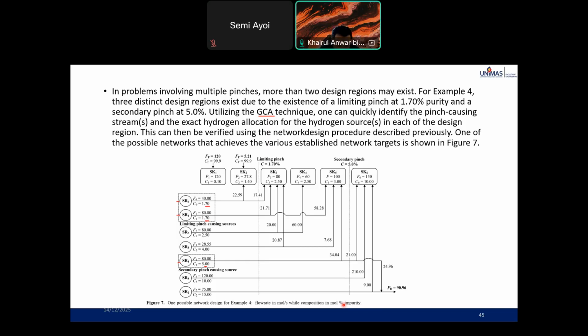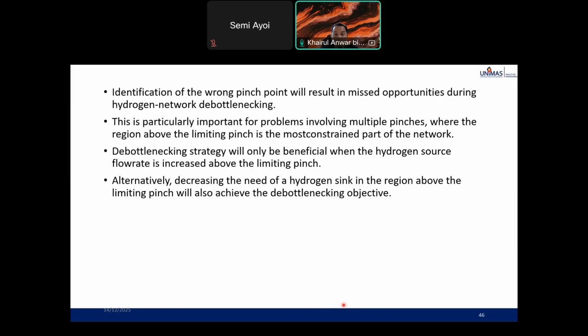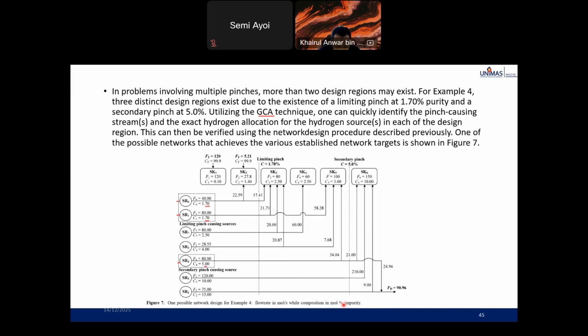Given the same hydrogen profile in example 3, we can now determine the appropriate selection of purifier that will reduce the overall hydrogen target of the network. Consider purifying the hydrogen source using a gas separation membrane, with recovery of 95%.